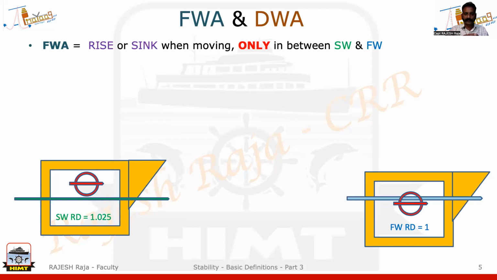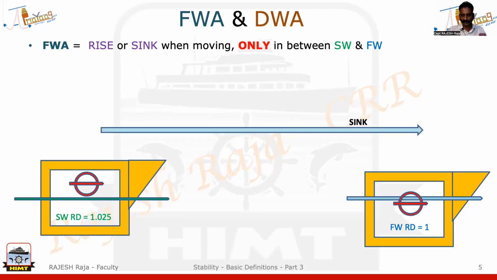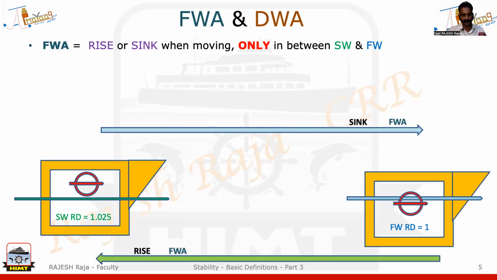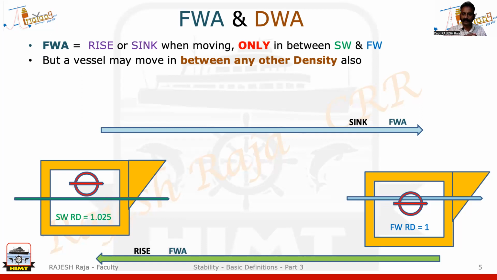Now I'm going to continue with this concept and we'll look into one more definition based on the same thing. Again, freshwater allowance is the rise or sink when moving only between saltwater and freshwater. I mention it again because I'm going to build up a new definition now. You should realize that a vessel can move between any other densities. Any other density between saltwater and freshwater is commonly called dock water. So I can be moving between various combinations of densities. It can be just 1.024, it can be 1.023, 22, 21, and so on, up to 1. So you can have many combinations of densities which you can sail with.